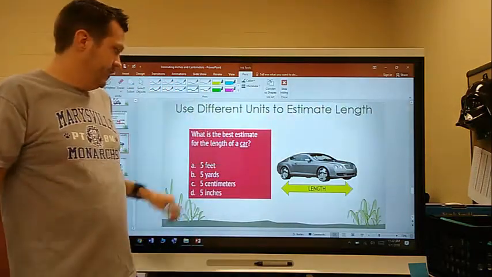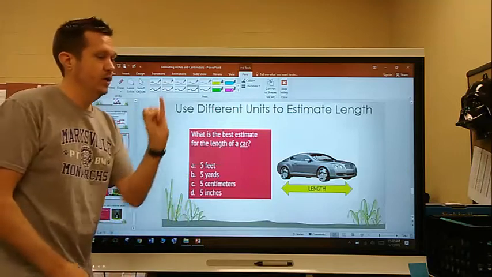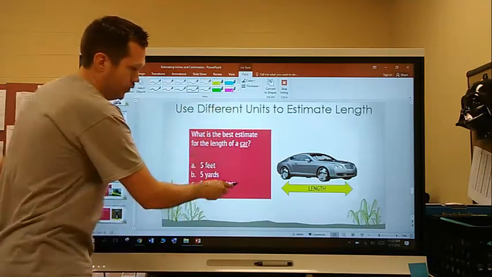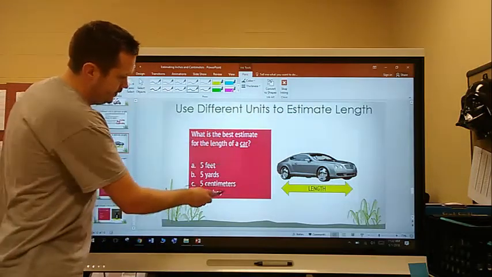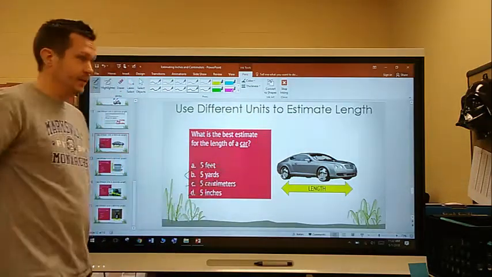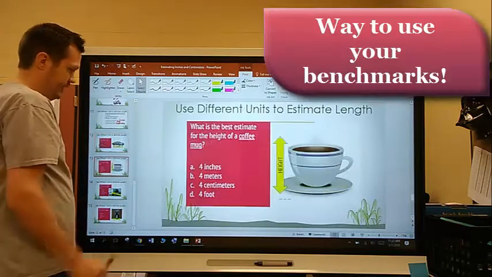Ooh, that might be. 5 centimeters. Way too tiny. 1, 2, 3, 4, 5. Ooh, couldn't sit in that. 5 inches. 1, 2, 3, 4, 5. Way too small. My answer is definitely yards. Let's take a look at the next one.